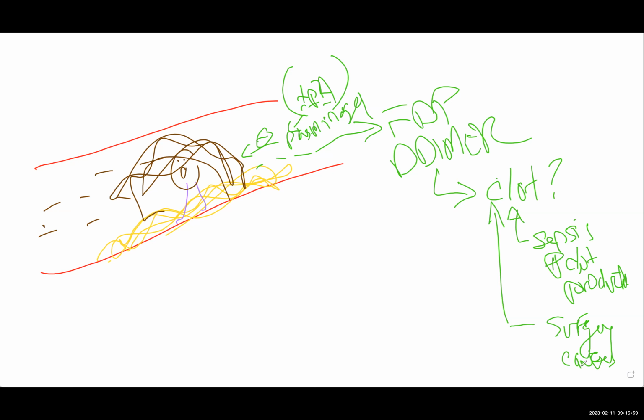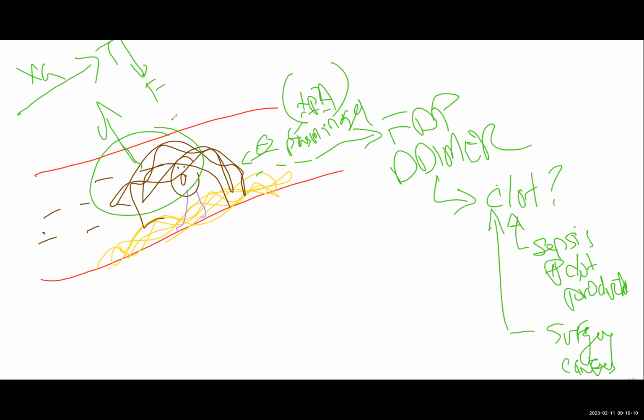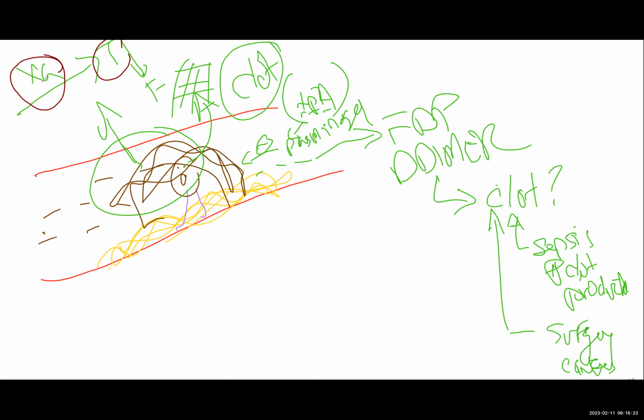Okay. To make a clot, 10A has to make thrombin, and thrombin has to make fibrin, right? And the fibrin mesh, along with an activated platelet, is what makes a clot. I should use a different color. All right, so that's where our anticoagulants are working. They're working on 10A, and they're working on inhibiting thrombin: direct thrombin inhibitors, such as what?